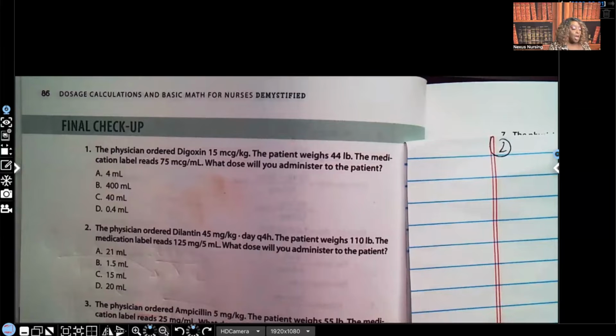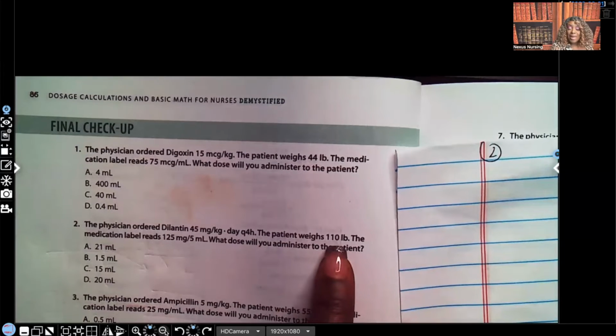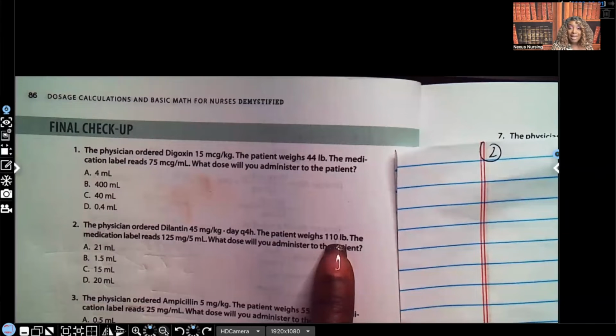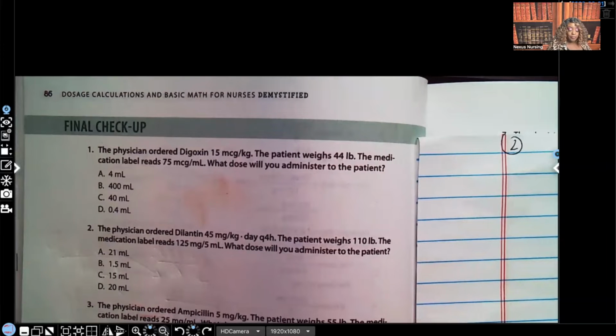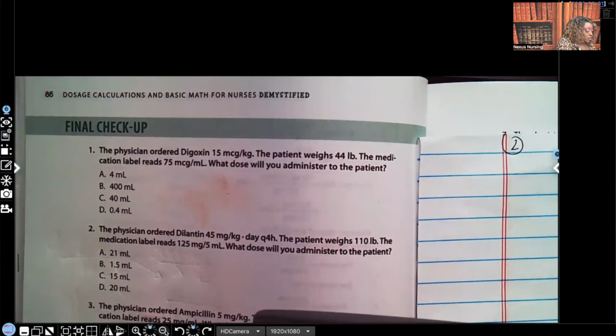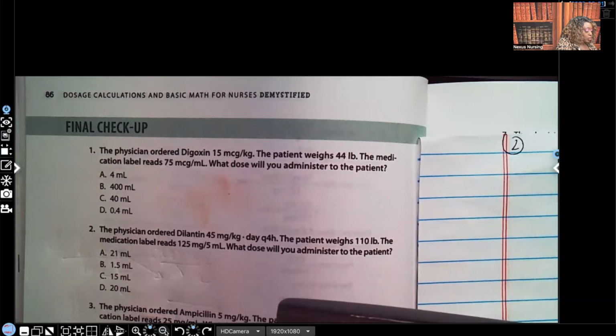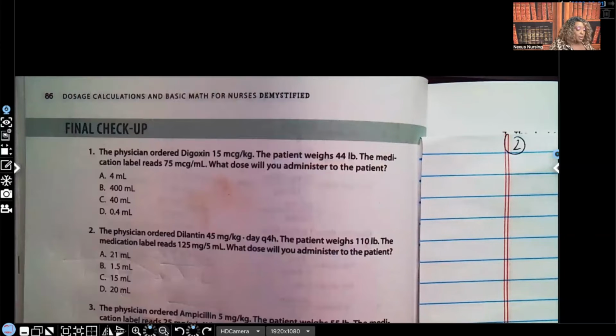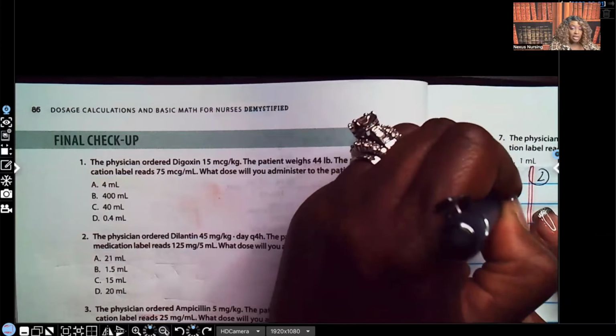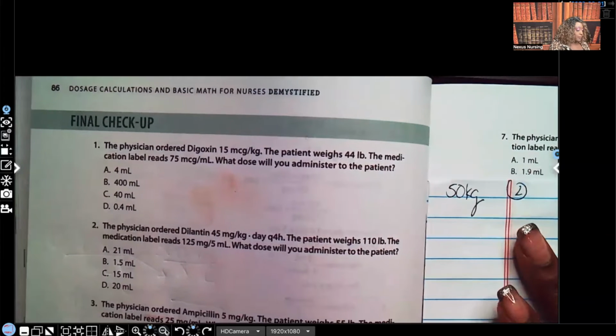Again, the first thing we want to do is turn our pounds into kilograms, and you do that by dividing by 2.2. 110 divided by 2.2 gives us 50. Let me write that on the side so I don't forget. My kid weighs 50 kilograms.